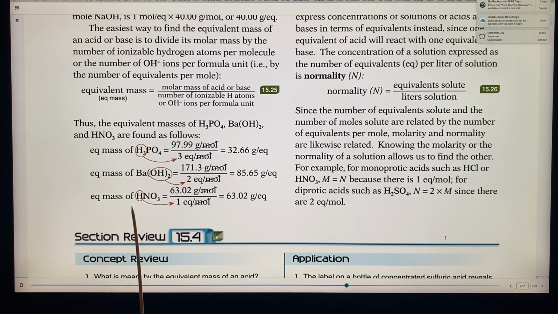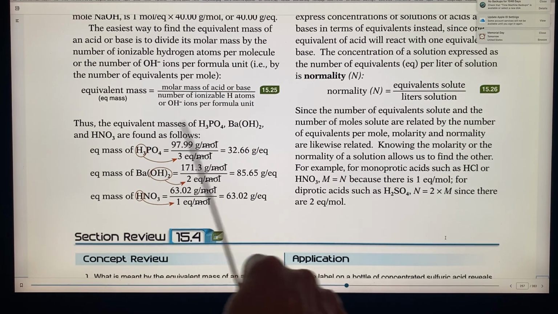Okay, on to the mass here, again, nitrate here, so that we're going to have nitric acid here. So here we have only one. So now we only divide by one because there's only one hydrogen there, so it's going to be the exact molar mass as it was before.